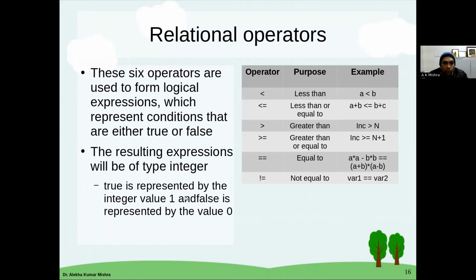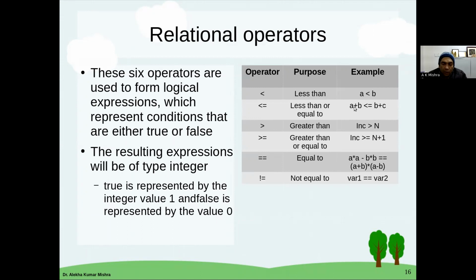When it is true, it is going to be an integer value 1, and when it's false, it is going to be 0. So this true or false are mapped into the two integer values 1 and 0 always. So you can see some examples like that. Not necessarily a single variable on both sides, it can be an expression, because this operator has lesser precedence compared to the arithmetic operators.